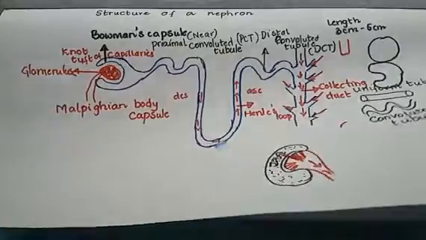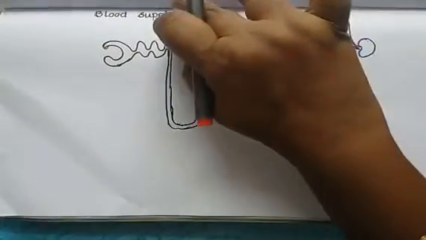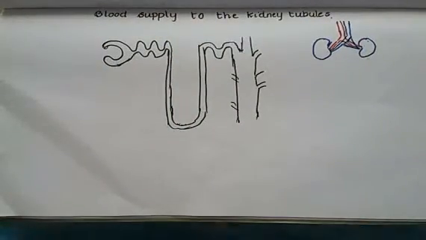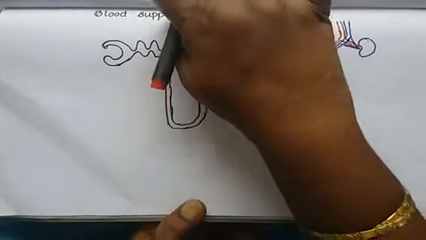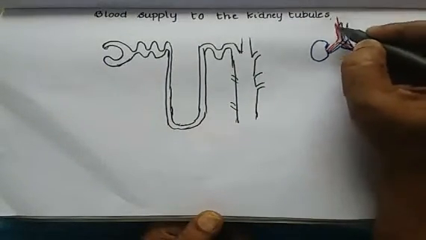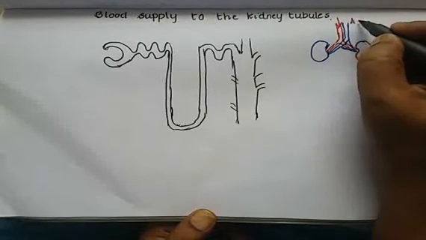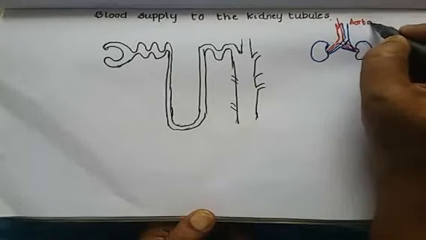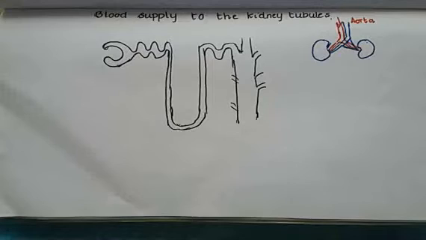Let us quickly learn about the blood supply to the kidney tubules. Already we are familiar with the arrangement of blood vessels in our body from the heart to the different parts of the body. Let us quickly learn about the supply of blood to the kidney tubules. Yes, here you can find the aorta. The aorta, which is arising from the left ventricle of the heart, moves downwards and enters the kidneys.